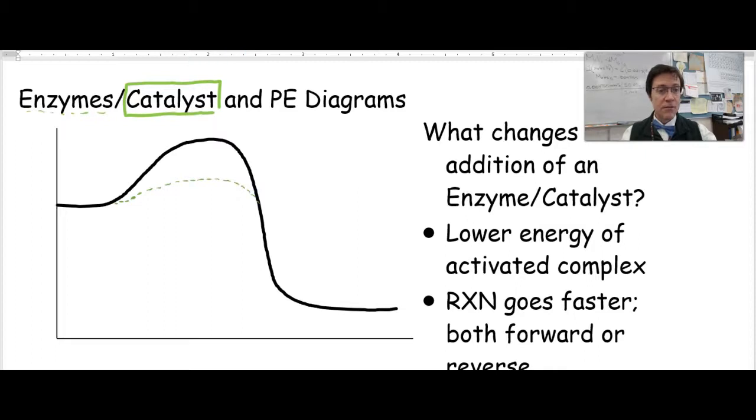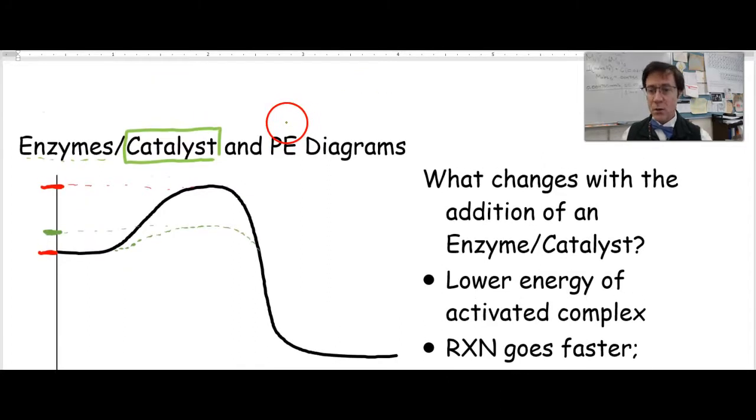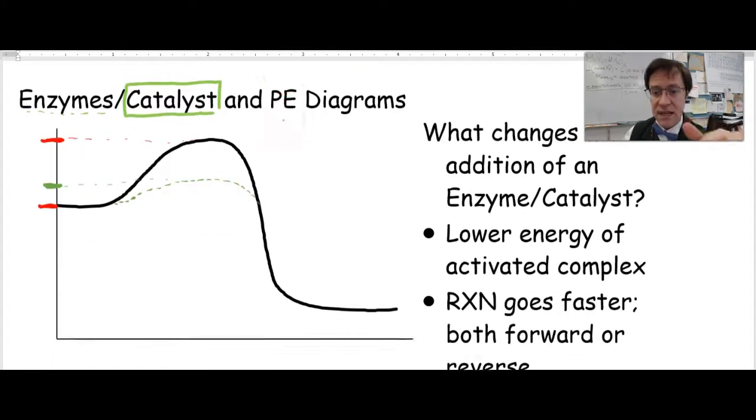Before, we had to get from here all the way up to here, right? However, when we added a catalyst, we only had to go there. So it lowers the energy of the activated complex. And each catalyst has its own special way of doing that, but usually it helps hold things into place.